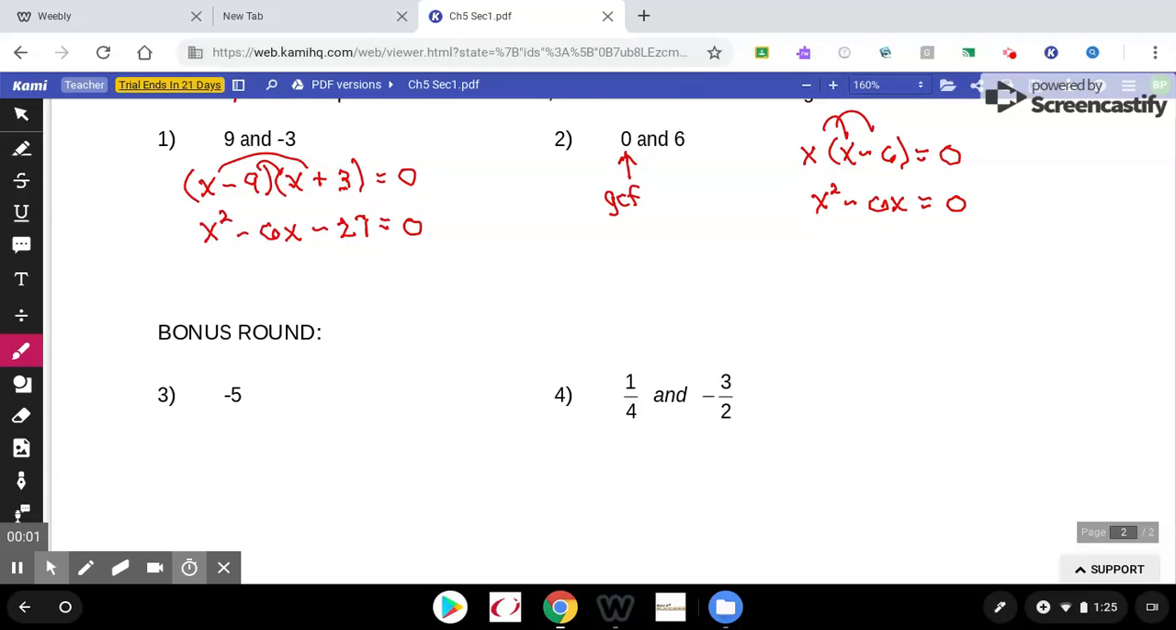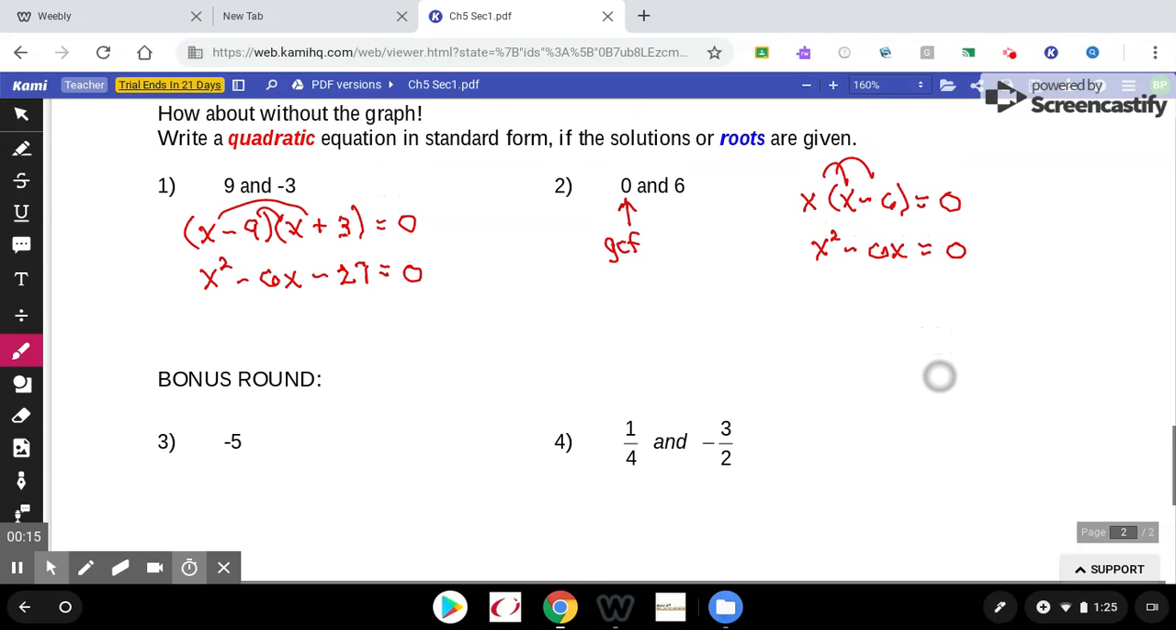Guys, part 3, last part of section 5.1 videos. So this was to go backwards. In other words, the beginning part of this chapter was to take an equation, factor it, and then come up with the answers. These are giving you the answers. Matter of fact, let me show you the directions.